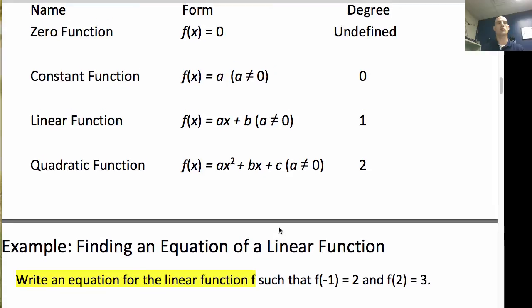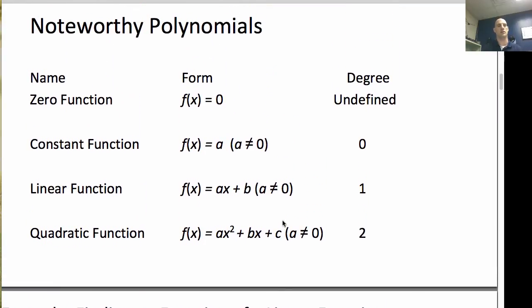Okay? Here's some noteworthy polynomials. This is just information. If I have a zero function, f of x is equal to 0, its degree is undefined. It doesn't have an x.